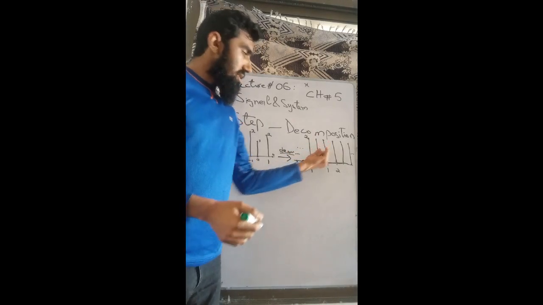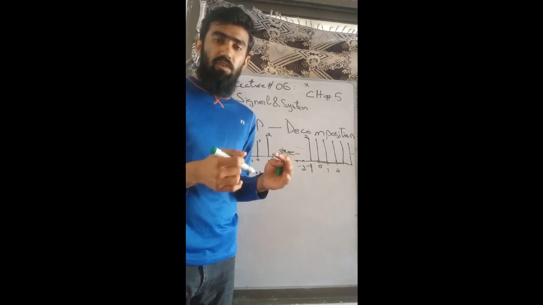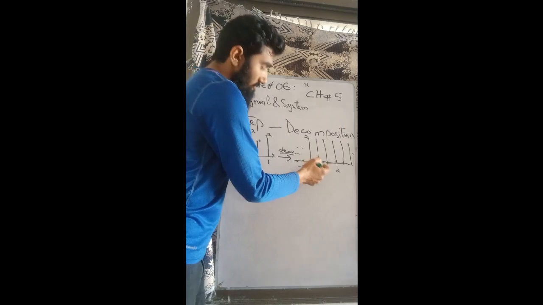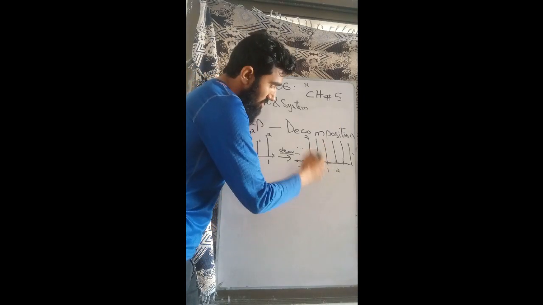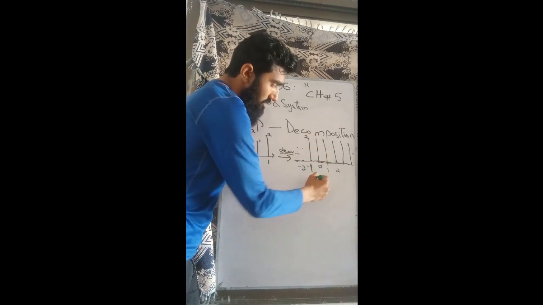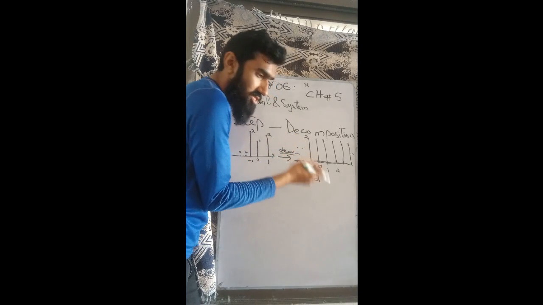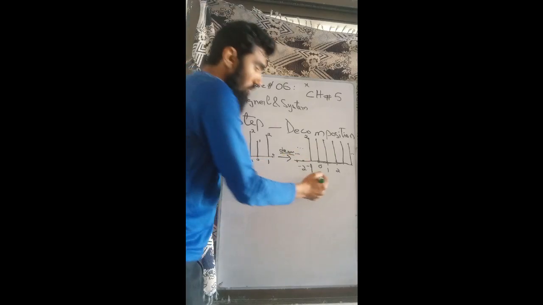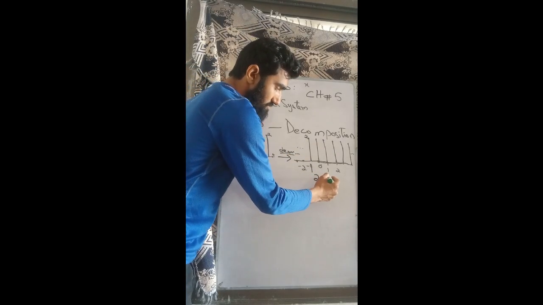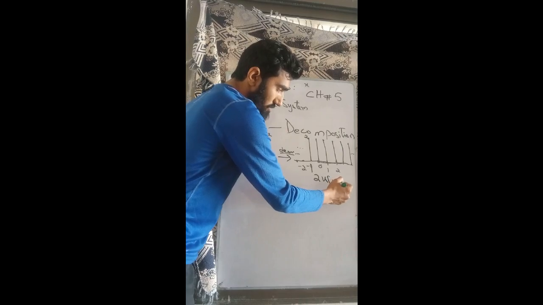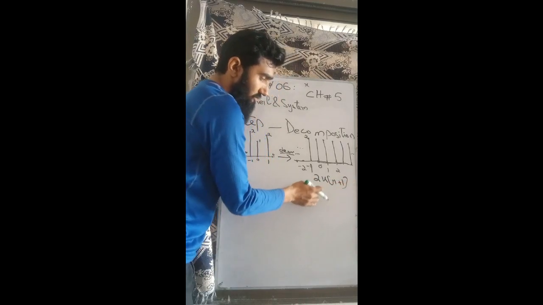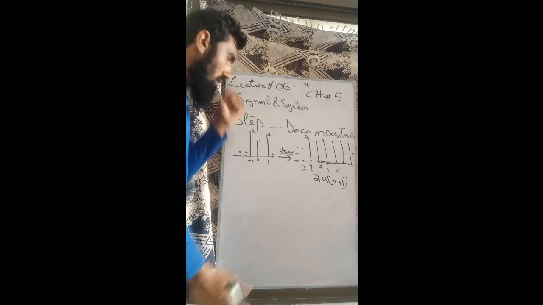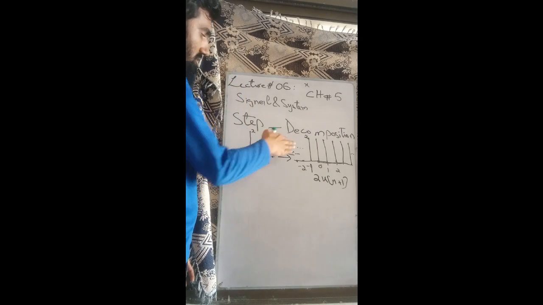So if we see this signal, it is nothing but a scaled and shifted version of the unit step signal. If we write this in the form of an equation, 2 is a scaled version, because the unit step has amplitude 1, here it is amplitude 2, so it is 2 times u of n plus 1. So it is a shifted and scaled version of the unit step signal. But this is for the first peak, not for all of the signal.